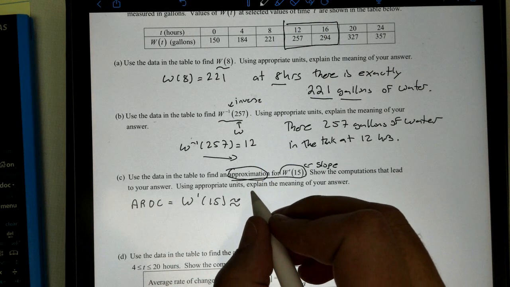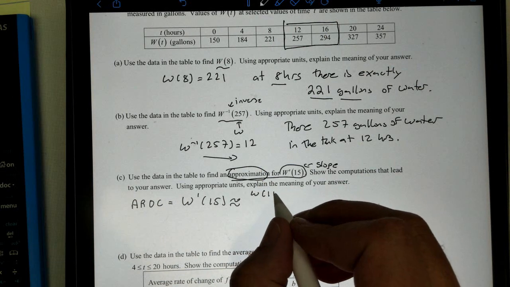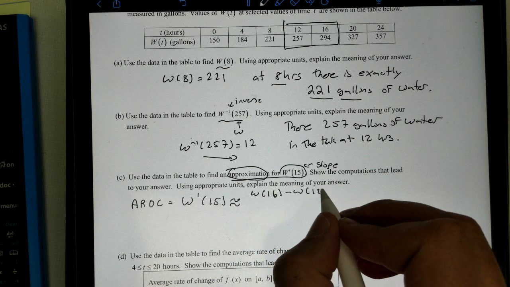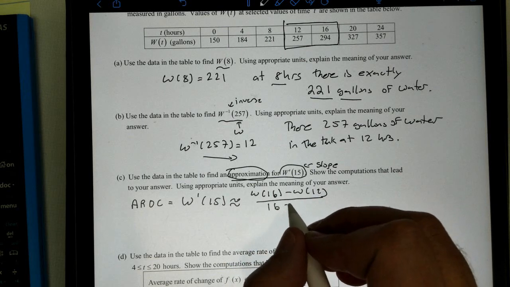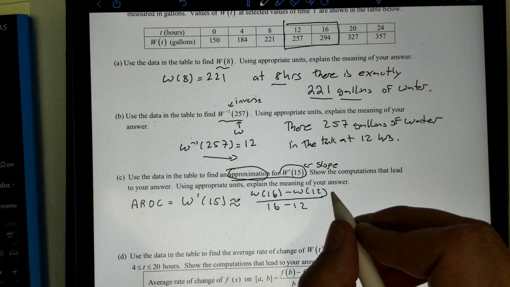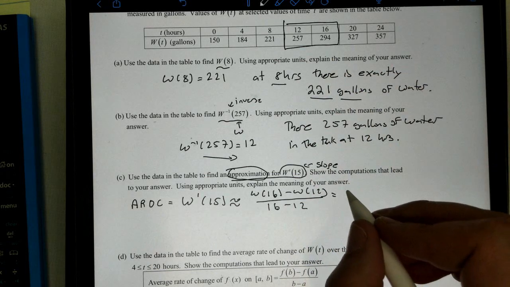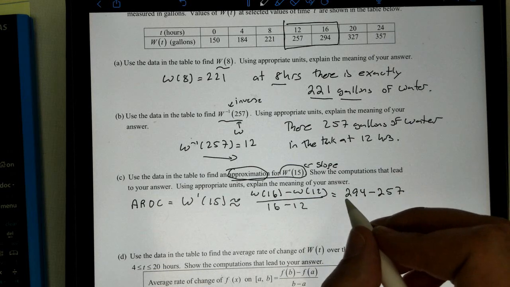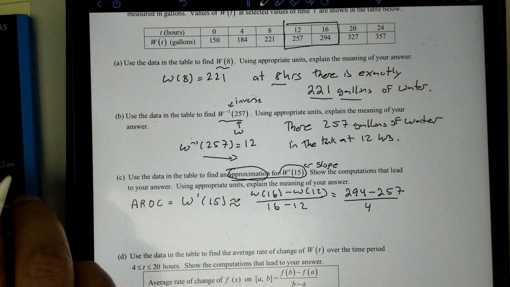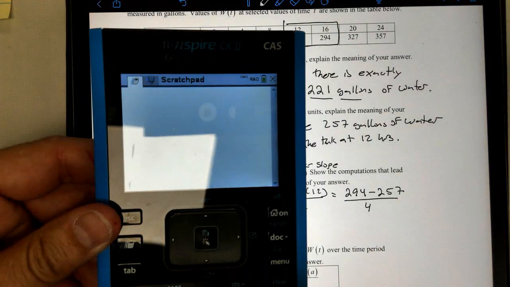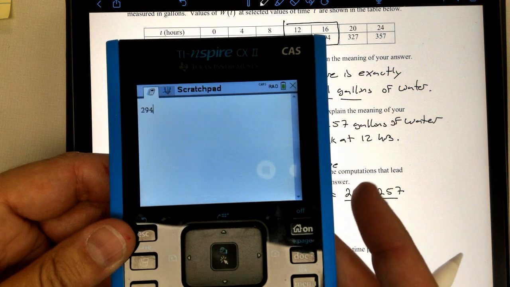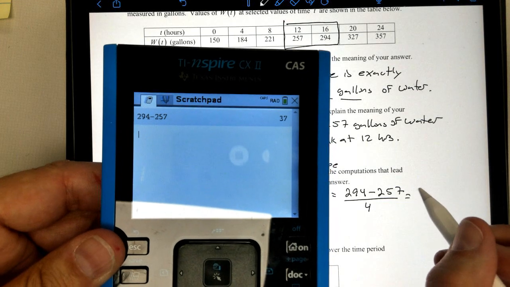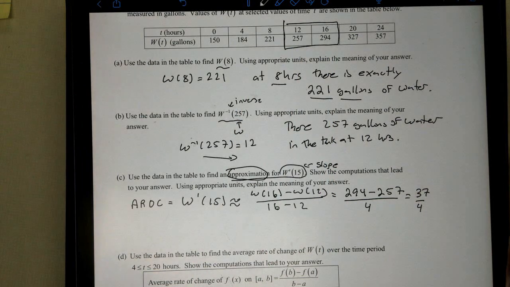So what I'm going to do is find W, the amount of gallons at 16, minus the amount at 12. And I would divide that by 16 minus 12. I can simplify this. At 16, we're at 294 minus 257, and I would divide that by, of course, 4. So I'm going to use my calculator for this. There's my trusty calculator. I'm going to take 294 minus 257, and that's going to give us 37 over 4. Unfortunately, it does not reduce.